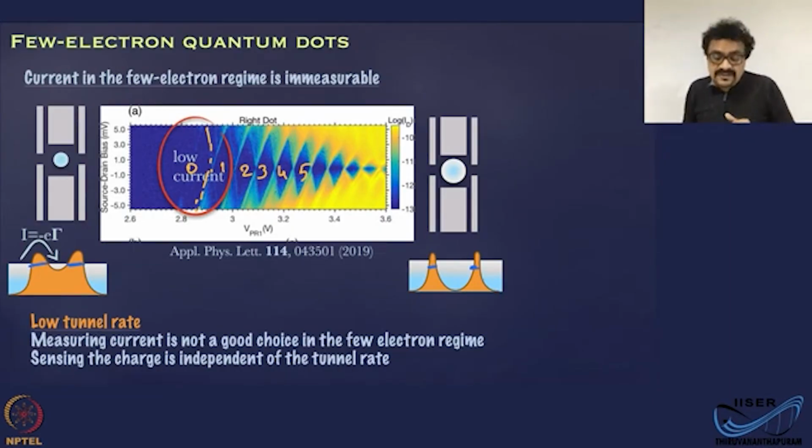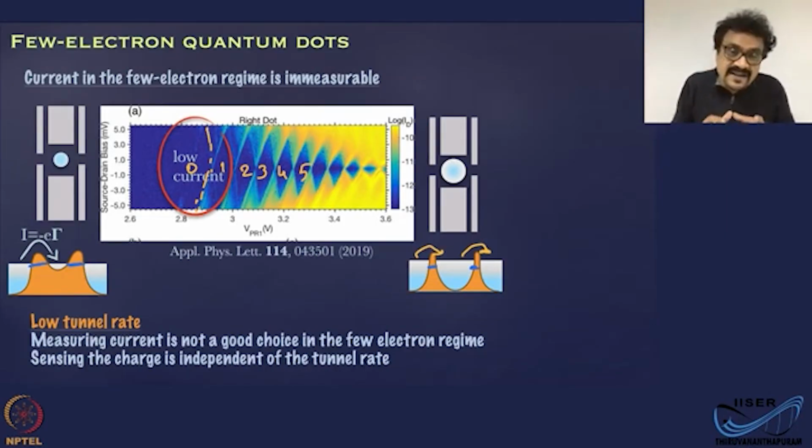Now the current through this device, that is I, is basically a function of the tunnel rate. Minus e is the electronic charge, and gamma is the tunnel rate through this tunnel barrier. Now the tunnel rate through this barrier here will be high because the barrier is thinner. But here the tunnel rate through this barrier can be very, very low, so that this current I is almost immeasurable.